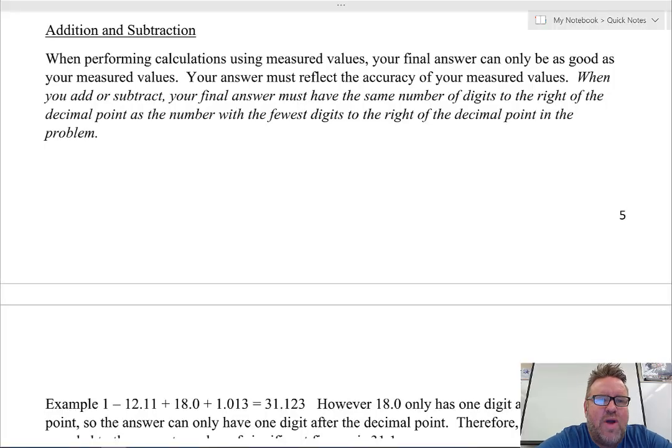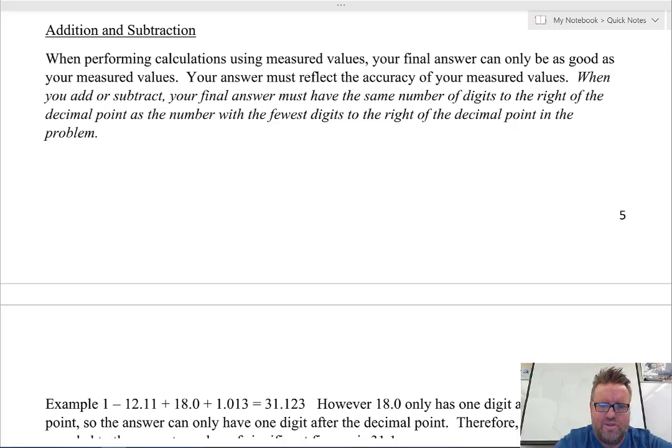With addition and subtraction, we have to take into account the fact that many of these numbers that we're going to add and subtract have different numbers after the decimal point. So remember that with multiplying and dividing, you look at the whole number and you use the number with the fewest total number of significant figures in your final answer. Okay, addition and subtraction is a little bit different.